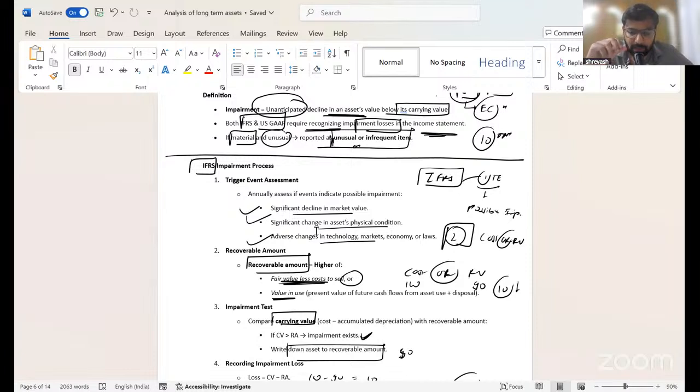Sir, I compare that with recoverable value. What is recoverable value? Recoverable value is the higher of fair value less cost to sell, or value in use. Sir, what is value in use? It is the present value of the future cash flows that I'm going to have from the asset and from the disposal of the asset. Okay, fair enough.